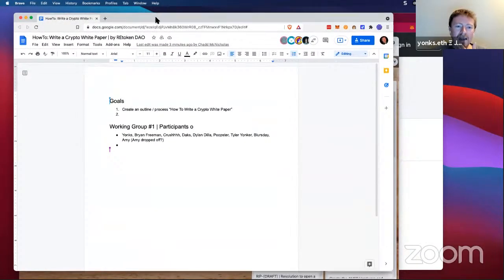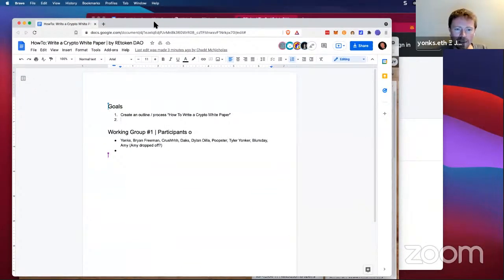So how to write a crypto white paper. Really, I think that we've got 2 goals here: how to write a crypto white paper, and create REtoken's first white paper, which fulfills our roadmap 2021 Q4 item. All right. So do we have any other goals that we think we want to identify for accomplishing during these working groups that we're going to be hosting for this?